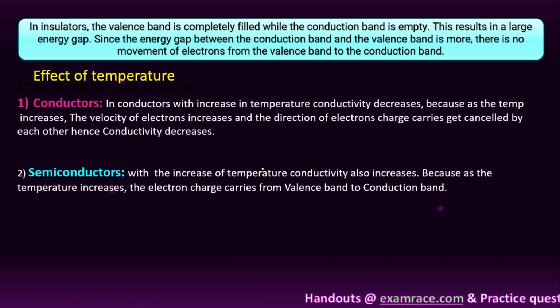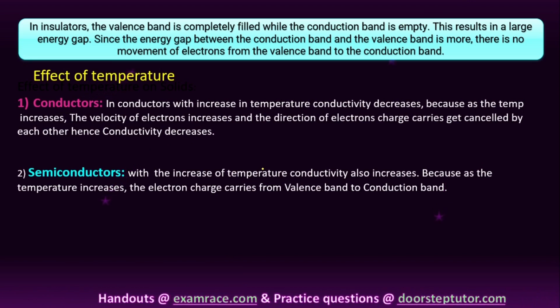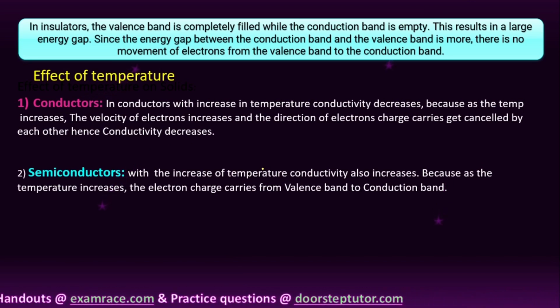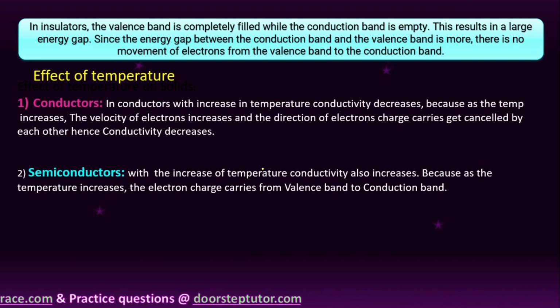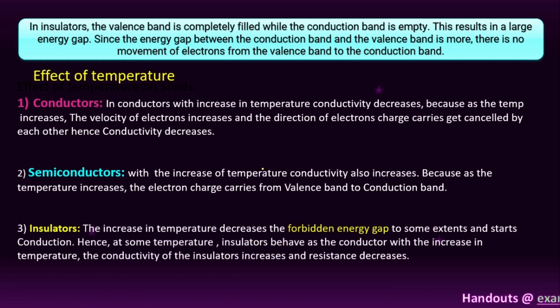At room temperature, it shows low conductivity. While we are increasing the temperature, the electrons move from the valence band to the conduction band. They can exhibit the conductivity property as the temperature increases, right? But in insulators, the increase in temperature decreases the forbidden energy gap.